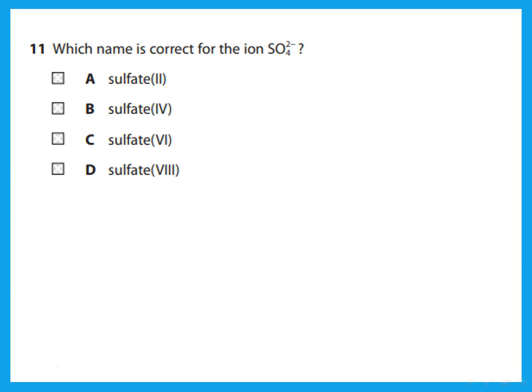Which name is correct for this ion? Of course, you should realize that this is sulfate. Sulfate with a sulfur that has what oxidation number? That's the numbers that are put there: 2, 4, 6, 8. So sulfur here has which oxidation number? You should realize that each oxygen has -2. I have 4 oxygens, so that is -8. Now the overall should be -2. So my sulfur here is actually a +6. So we call it sulfate(VI).